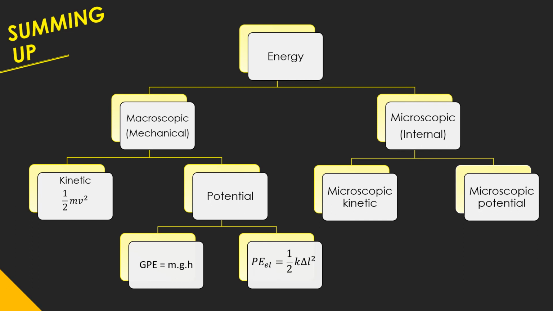The microscopic energy is internal energy, which is also kinetic or potential. But we will not go into the details of what sorts of kinetic. We might have translation and rotation. We will not go into potential because we have nuclear potential, electric potentials. We can have different types of potential energies, but they are beyond the scope of this chapter.